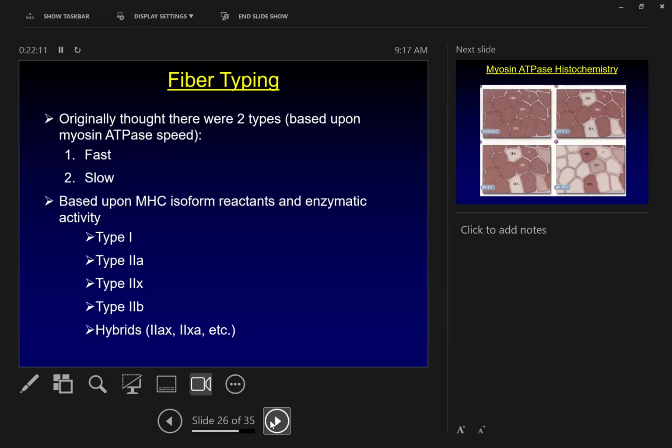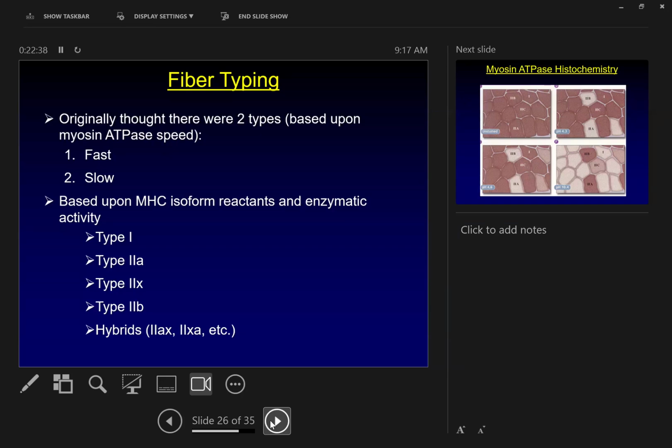There also exist these hybrid fibers that are kind of transitions between 2A and 2X, and there's a host of them. There's 2AX, and then there's 2XA, which is like north, northwest, northwest, north, like the little divisions on your compass. They denote these transitions in between.